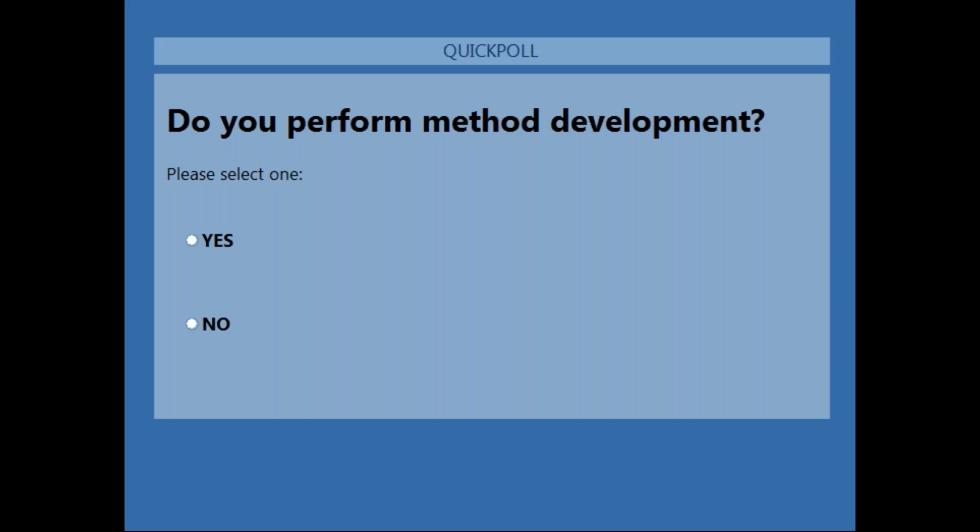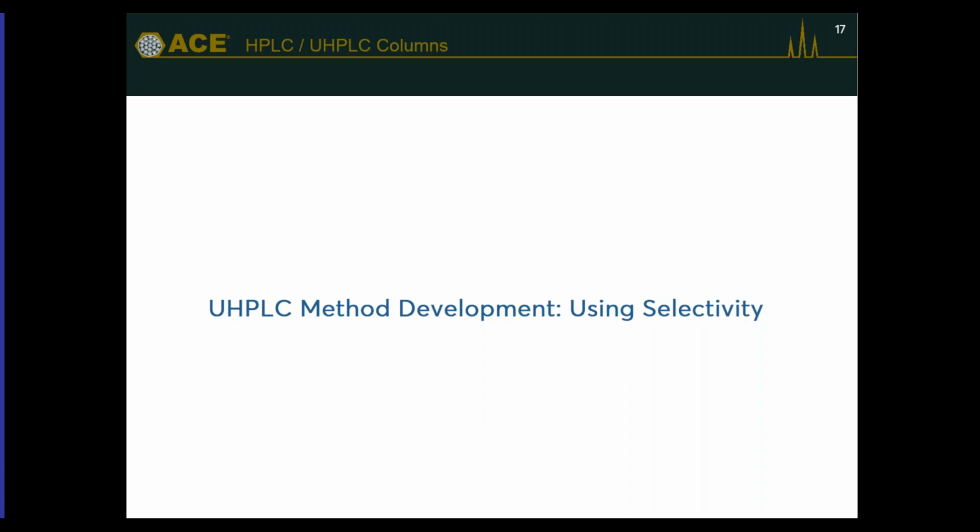Whilst that poll's running, I will run it just a little bit longer, to make sure everyone has a chance to answer and register their vote. Most of the people listening to these talks are method developers, but of course there are people out there who don't have the opportunity to do method development but are still interested as well. So we want to make sure that we're capturing the right people with the right information and giving you the practically useful stuff to help you do your job. I'm going to close that poll now and move on to some of the details. Okay, so that's the poll closed.